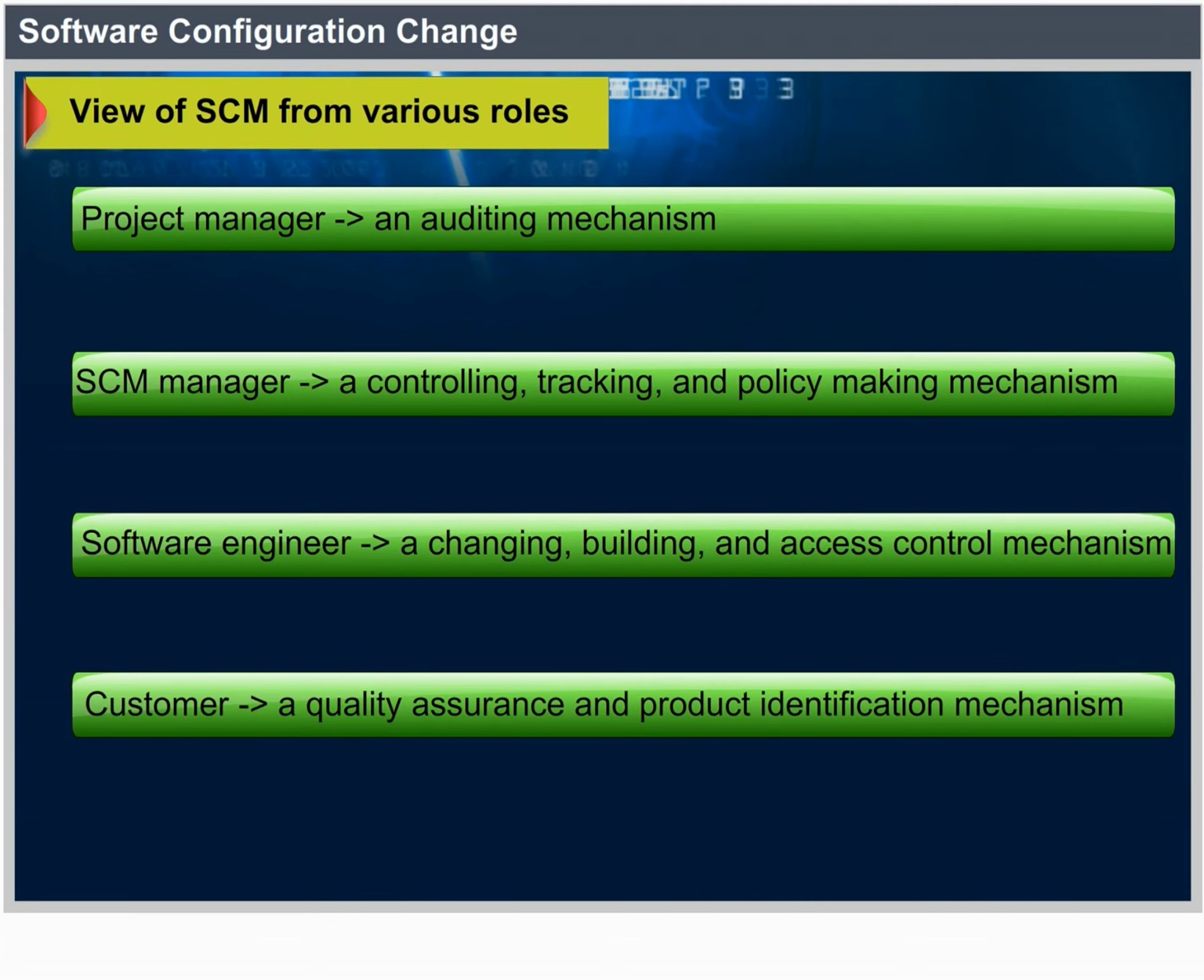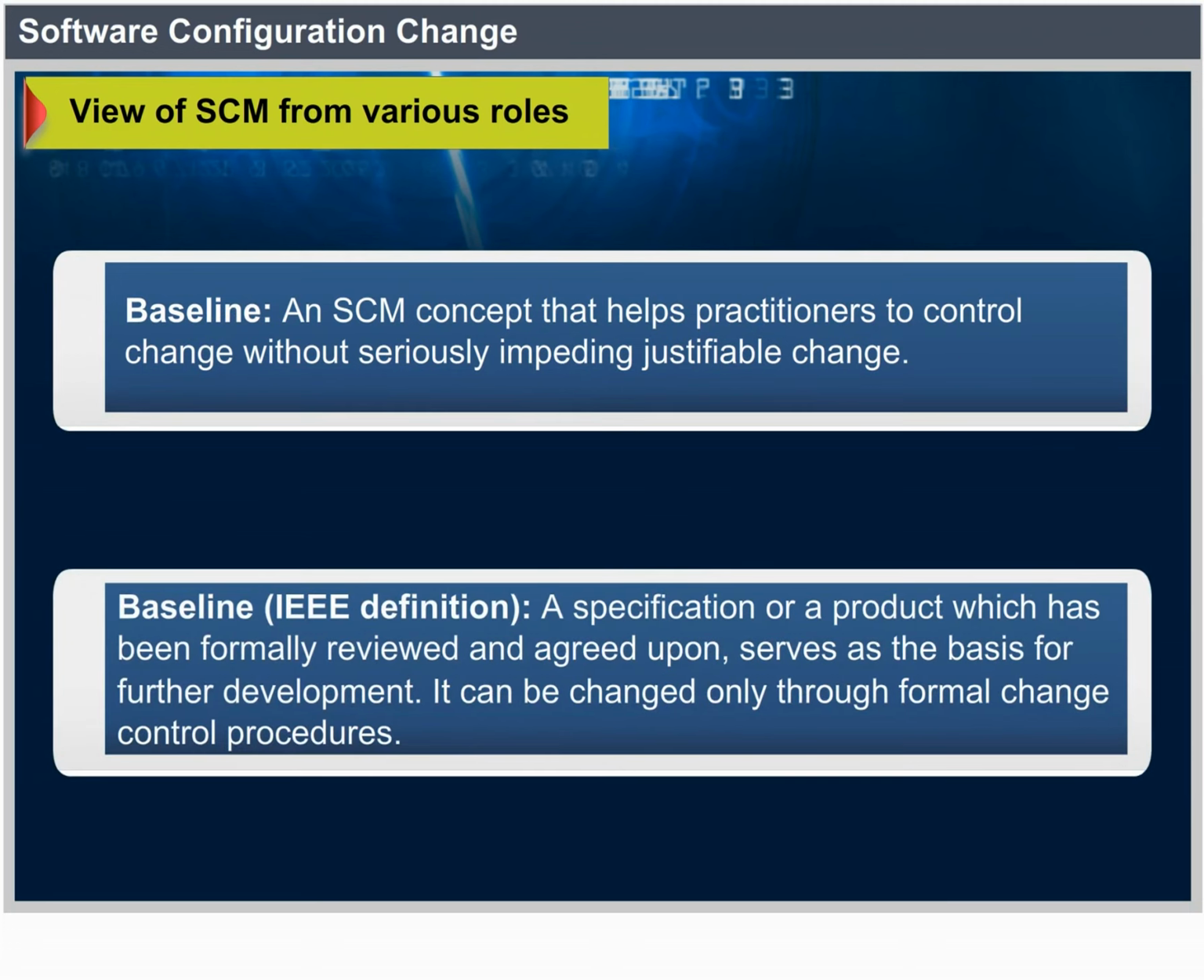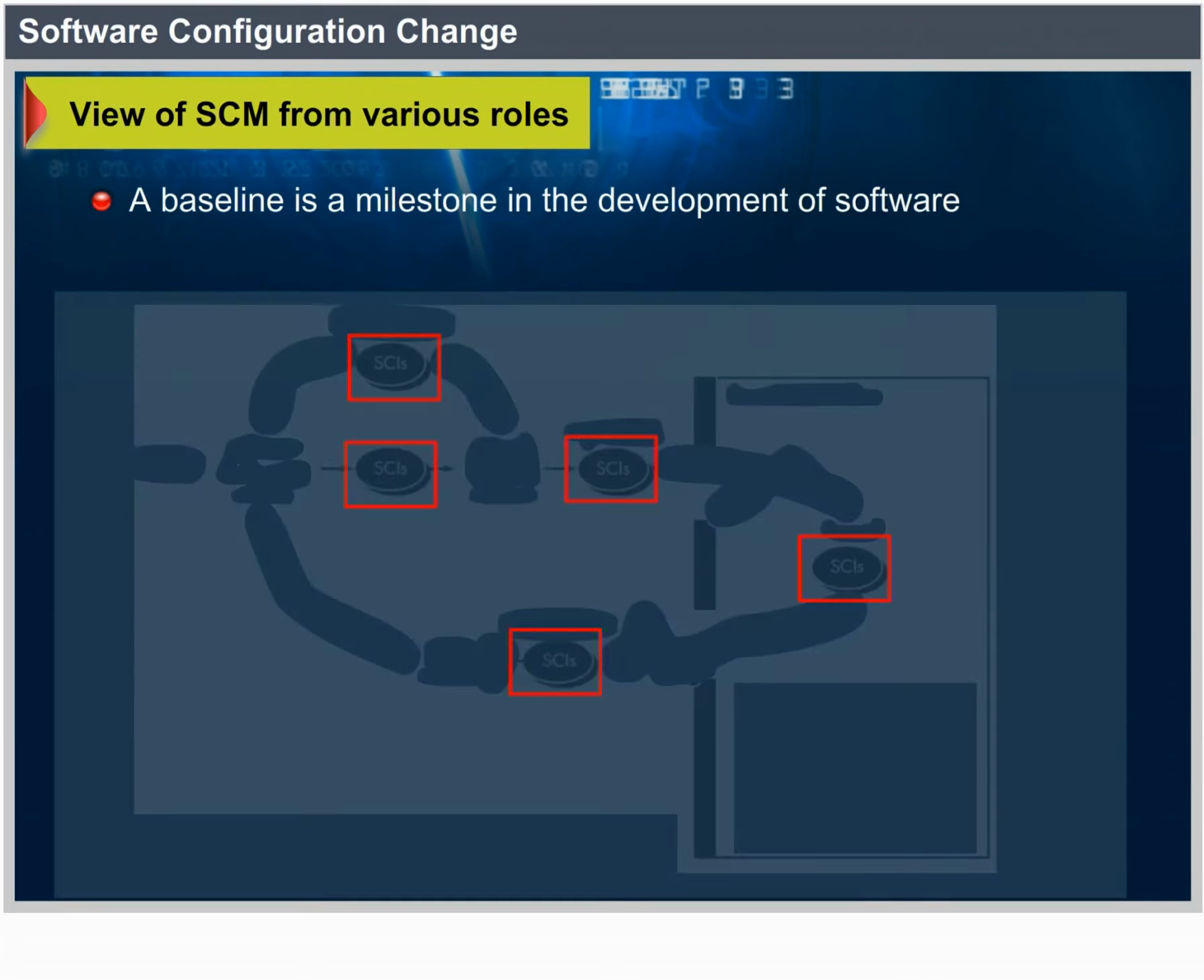Baseline, an SCM concept that helps practitioners to control change without seriously impeding justifiable change. Baseline, IEEE definition: a specification or product that has been formally reviewed and agreed upon, that thereafter serves as the basis for further development and that can be changed only through formal change control procedures. A baseline is a milestone in the development of software.